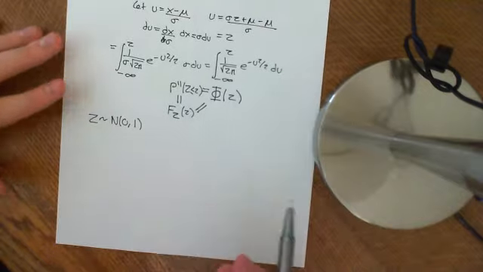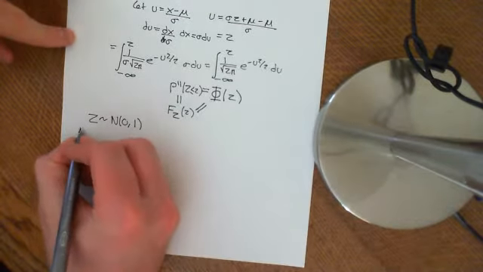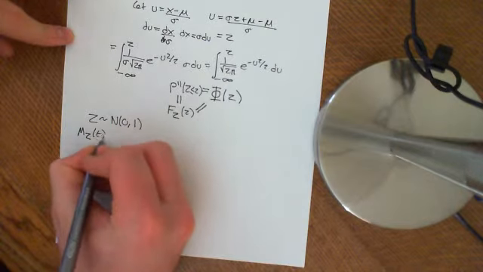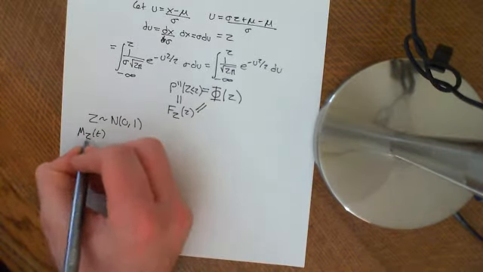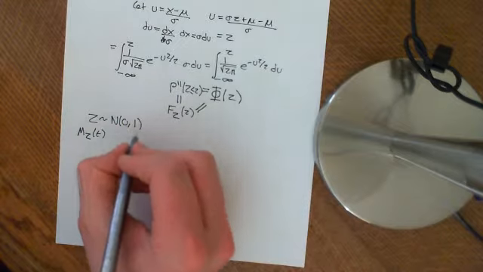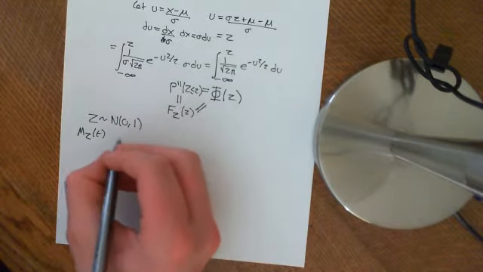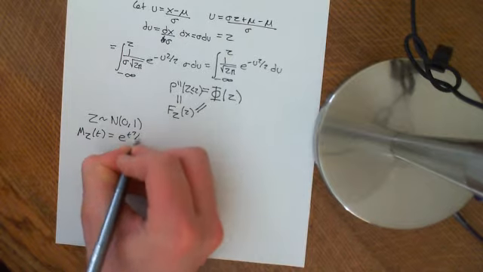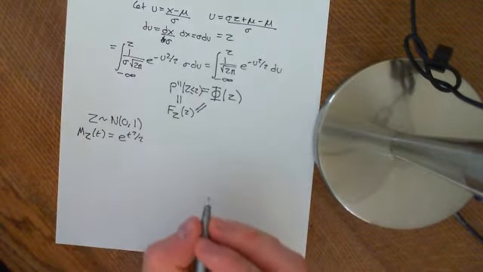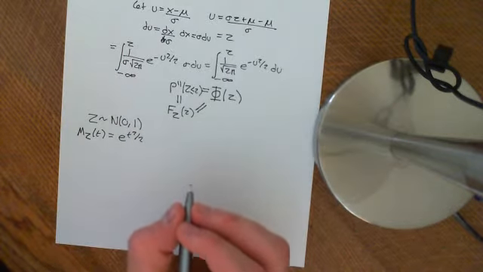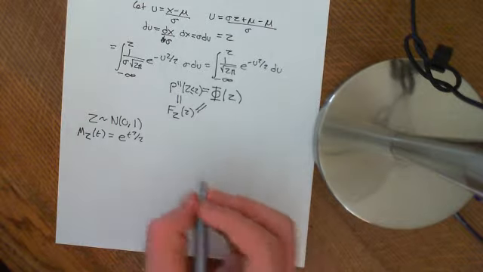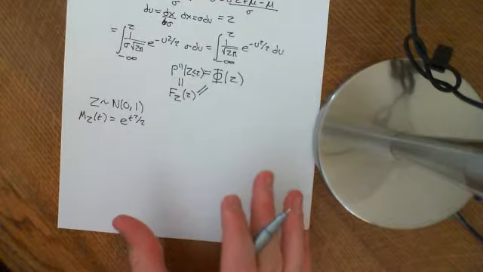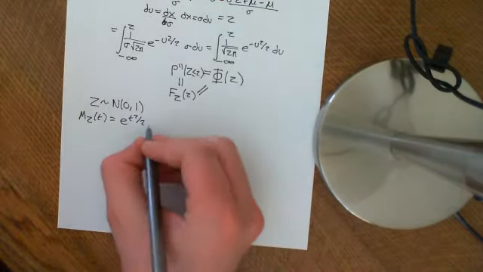Okay, so we know, we calculated in the previous video, that the moment generating function as a function of t for a random variable Z, which is normally distributed with mean 0 and variance 1, is equal to e to the t squared over 2. So what we can now do is calculate the moments for this. We want to calculate the moments from our moment generating function.